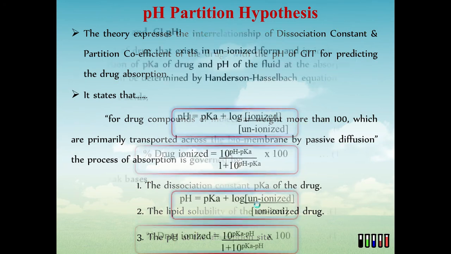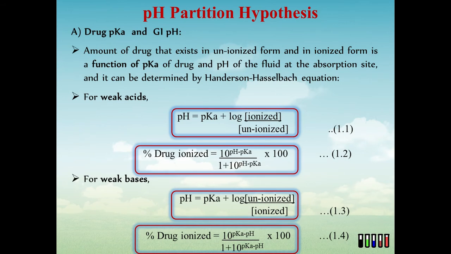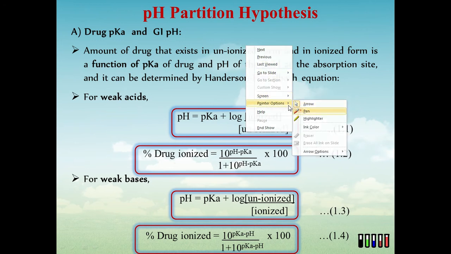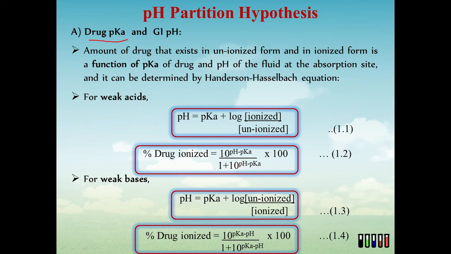Okay, now next, that is pH partition hypothesis. Initially we will start with the drug pKa and GI pH. Now in drug pKa and GI pH, the amount of drug that exists in unionized form, that is important. The amount of drug that exists in unionized form and in ionized form is a function of pKa. That all you know, that in the Henderson-Hasselbalch equation also we have seen how we can compute it. It is a function of the pKa of a drug and the pH of the fluid at the absorption site.